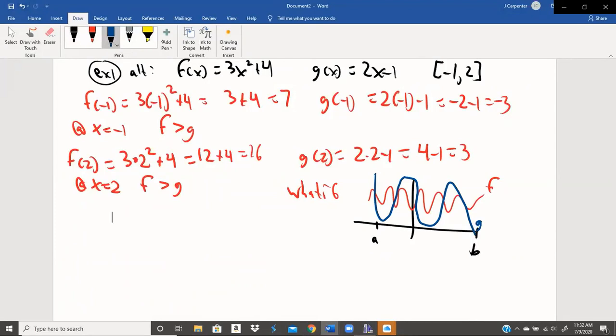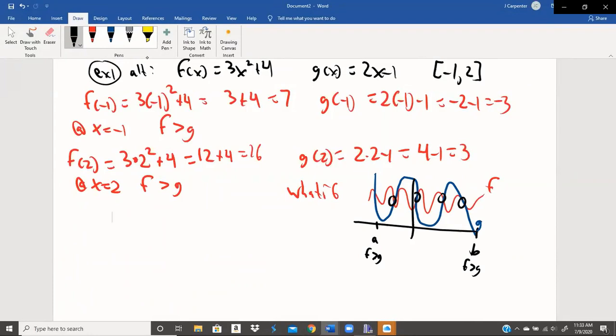So on this graph, on the left point at A, right here, the red's higher than the blue. F is greater than G here. At the right endpoint at B, the red's higher than the blue, so F is greater than G. But look at this. Look at how many times they cross. They cross here, they cross here, and they cross here, and they cross here. They cross 4 different times. Because after A, after you cross here, the blue is higher than the red. And then after this one, the red's higher than the blue.